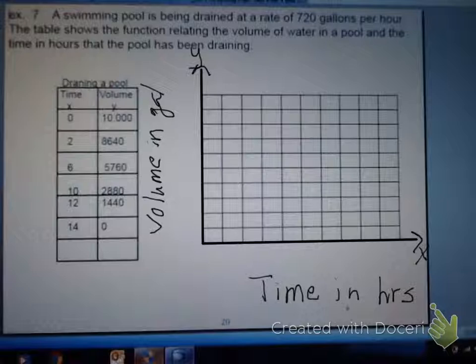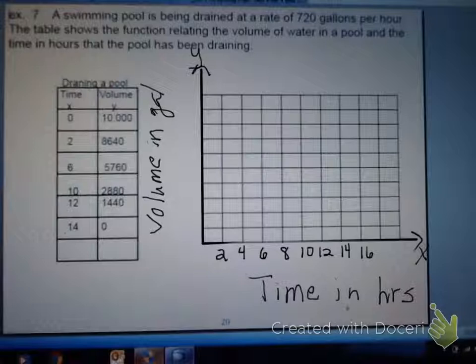Now, count. We need to go all the way to 14. So let's see, this is 1, 2, 3, 4, 5, 6, 7, 8, 9, 10. It wouldn't be big enough. So to get this all to fit on the graph, I'm going to count by 2's: 2, 4, 6, 8, 10, 12, 14, 16. Now, for gallons, I've got to go all the way to 10,000 gallons.